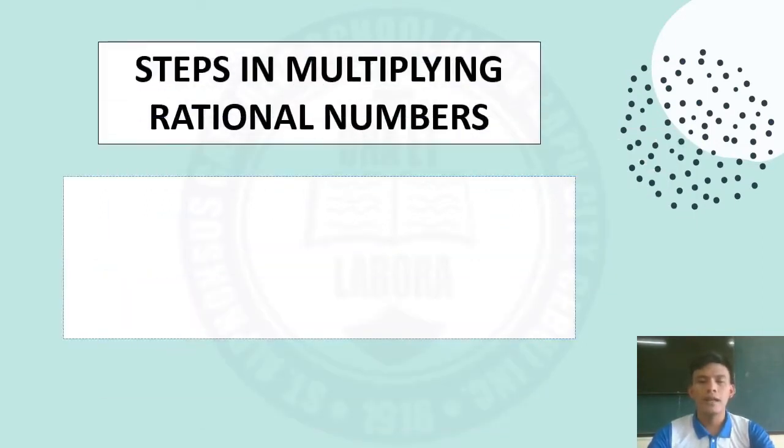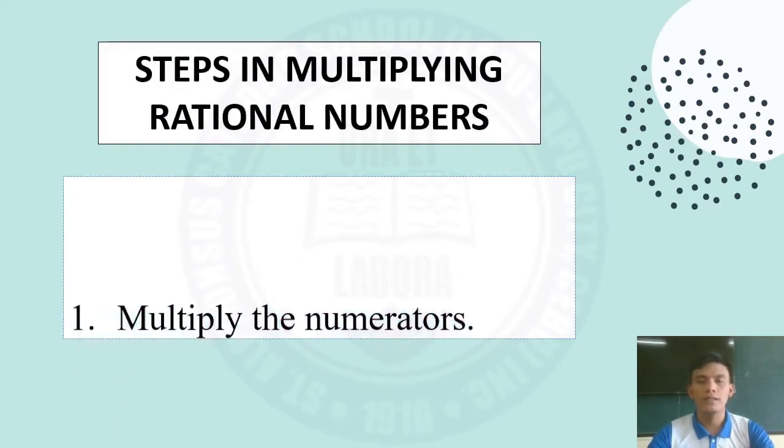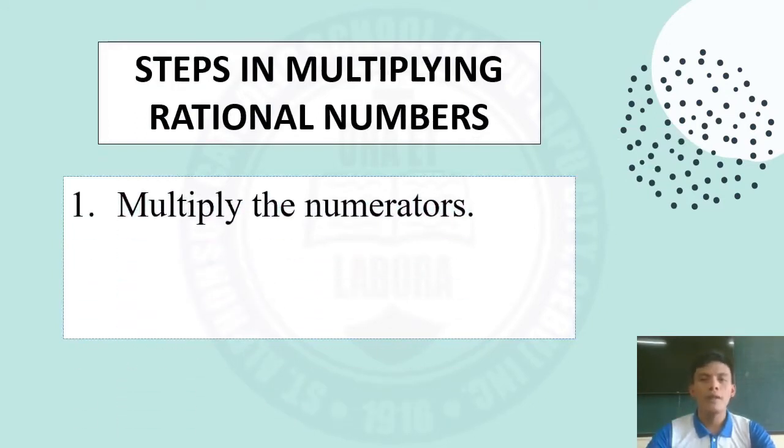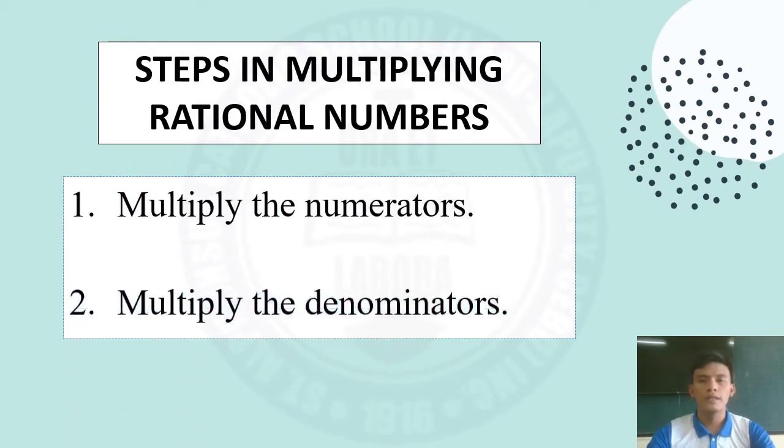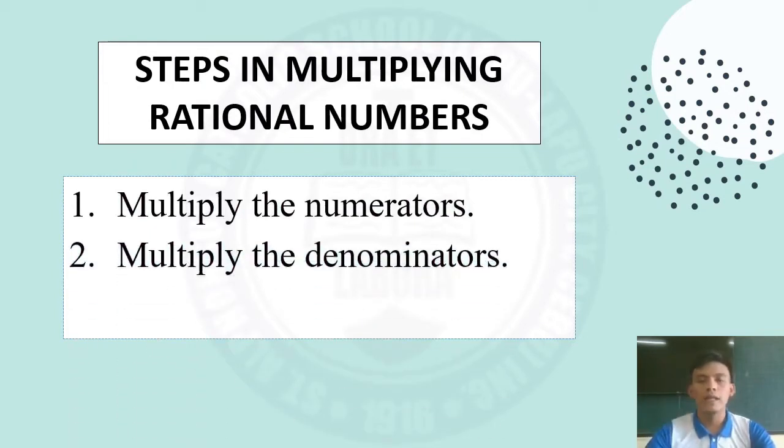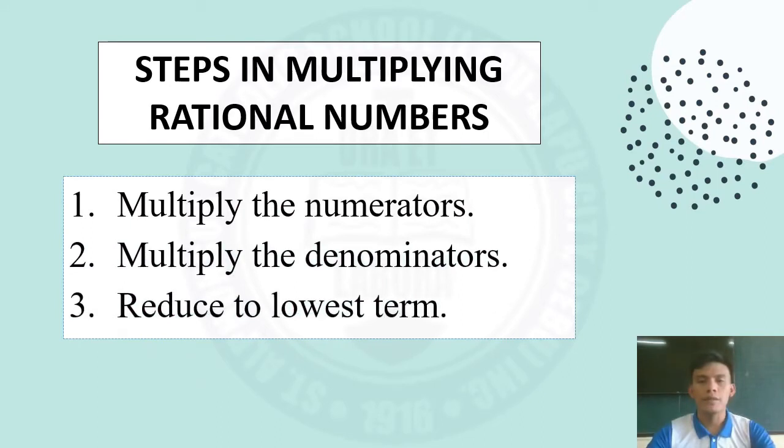Steps in multiplying rational numbers. Step 1. Multiply the numerators. Step 2. Multiply the denominators. Step 3. Reduce to the lowest term.